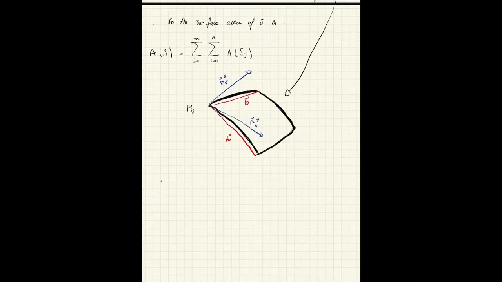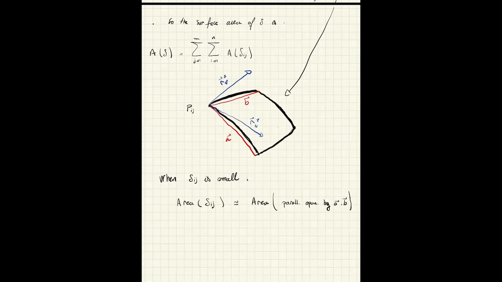So when Sij is small, the area of Sij is approximately the area of the parallelogram spanned by A and B.